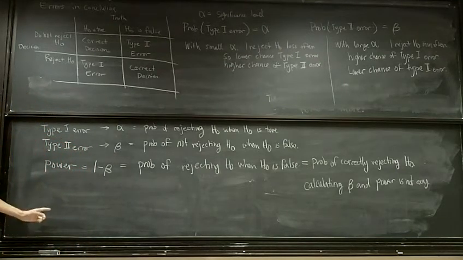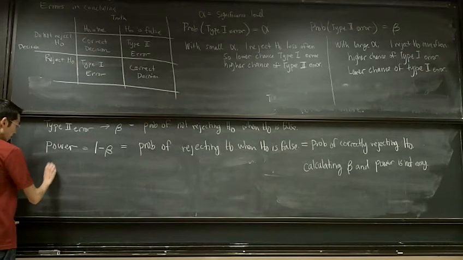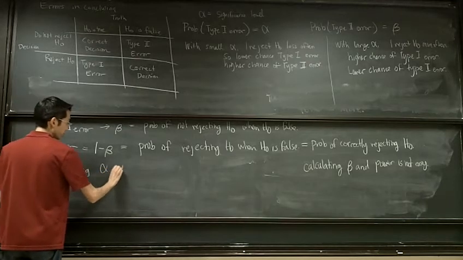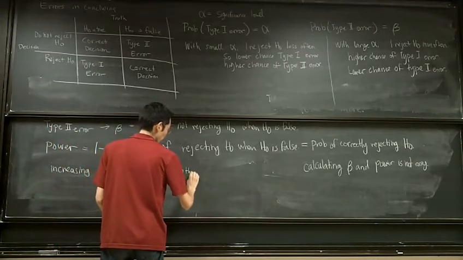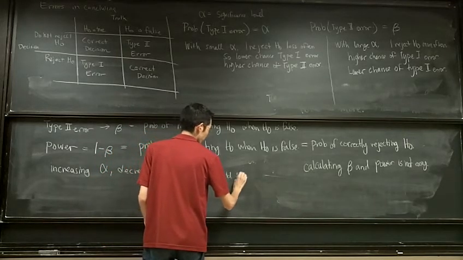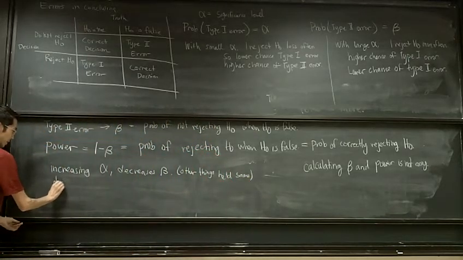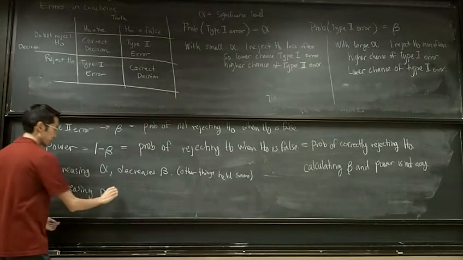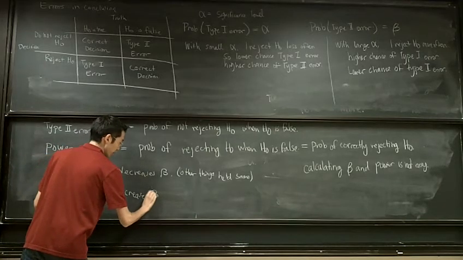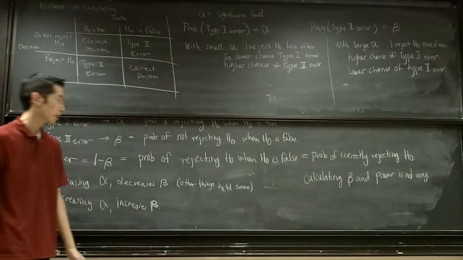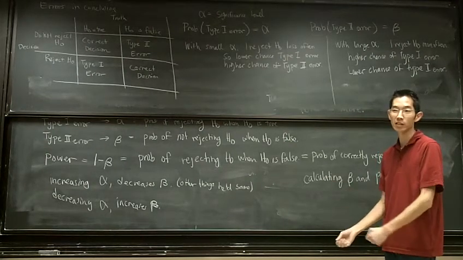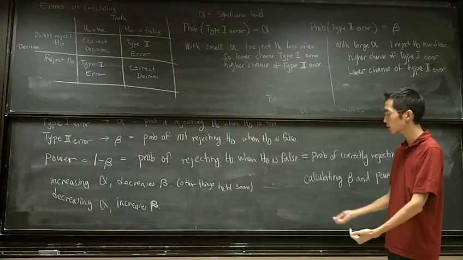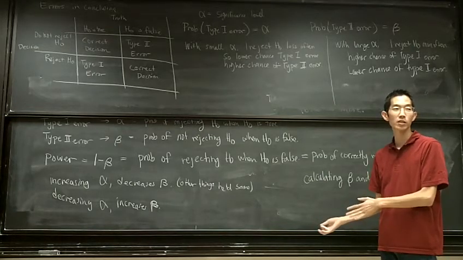On the other hand, you should know that increasing alpha decreases beta in general, all other things held the same, okay? And decreasing alpha increases beta. The only way you could decrease alpha and decrease beta at the same time is to collect more evidence, to gather more data. That's the only way. So gathering more data, or in other words, increasing your n, is really the only way to decrease both alpha and beta.